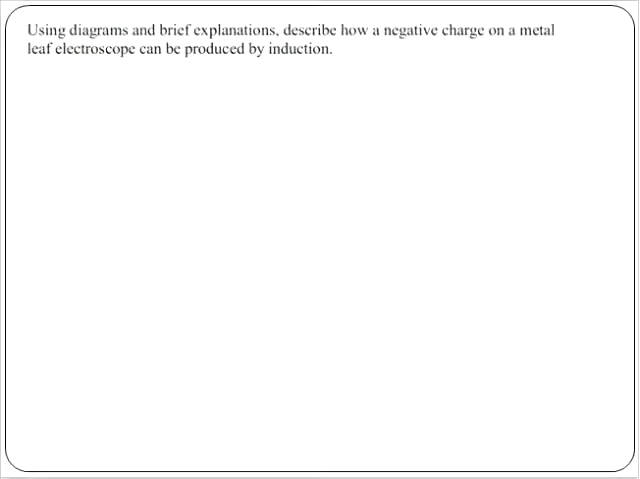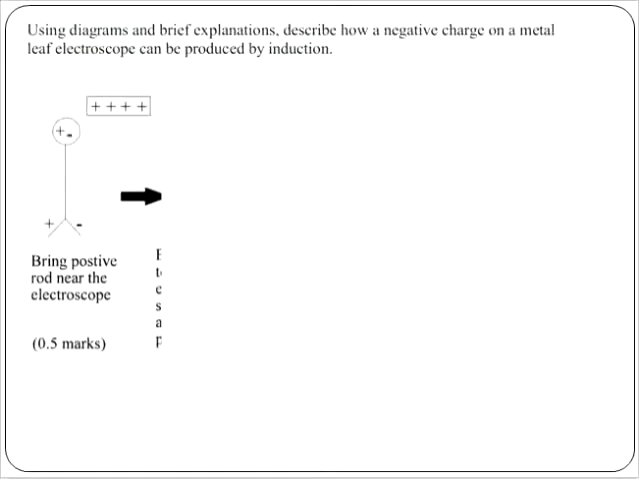Let's take a look. Using diagrams and brief explanations, describe how a negative charge on a metal leaf electroscope can be produced by induction. Induction means the charged object does not touch the electroscope. It doesn't touch. So here's what we do. First, we bring a positively charged rod near the electroscope. It's very important that it's positive, because when you charge by induction, it's always the opposite charge. So if you want a negative charge on the electroscope, you've got to use a positive object to do it with. That's the first step.